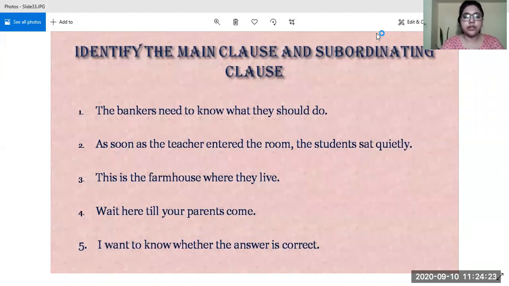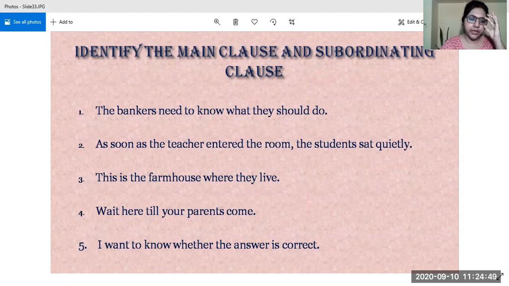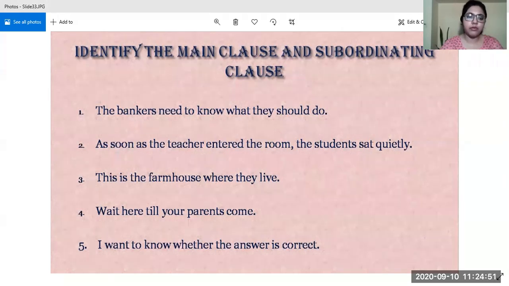Wait here till your parents come home. Let us see who will answer this. Vardul, you were raising your hand. Is he here? Yes, Shubh. Wait here is the main clause. Till your parents come is the subordinating clause. Okay, now one thing I would like to ask you, Shubh. Wait here, yes, it is a main clause. Until your parents come is a subordinating clause.